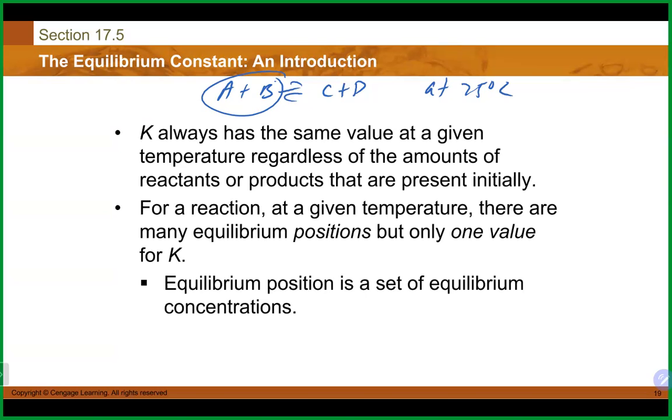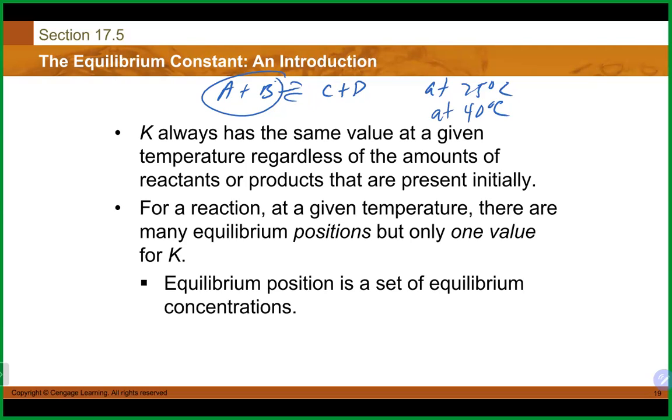Now, if you then did this reaction at, say, 40 degrees Celsius, and you started with all reactants, you would get a K value that would be different than the one you got at 25 degrees. If you did it with all products, it would be the same K value as at 40 degrees, but different than at 25. And if you did it with a little bit of everybody, again, you would get the same K value at 40 degrees in all those situations.